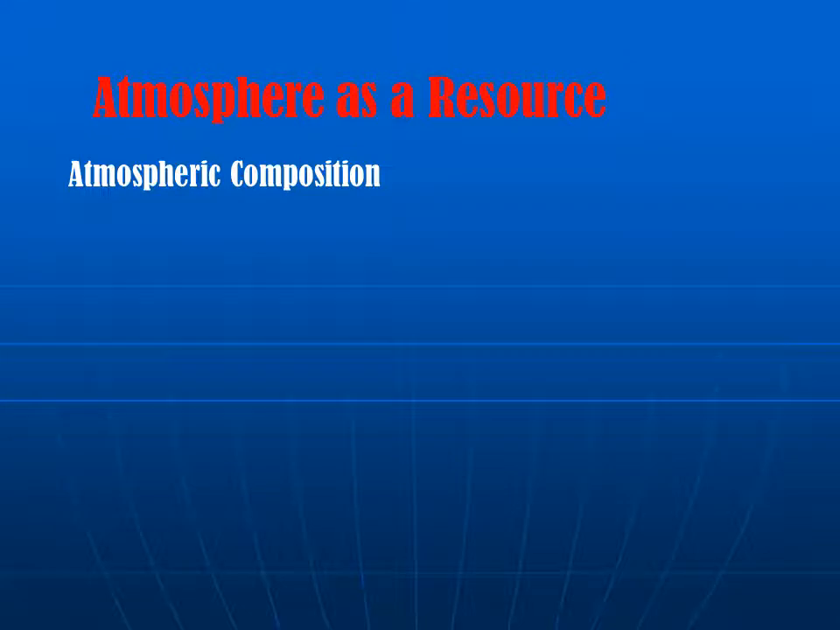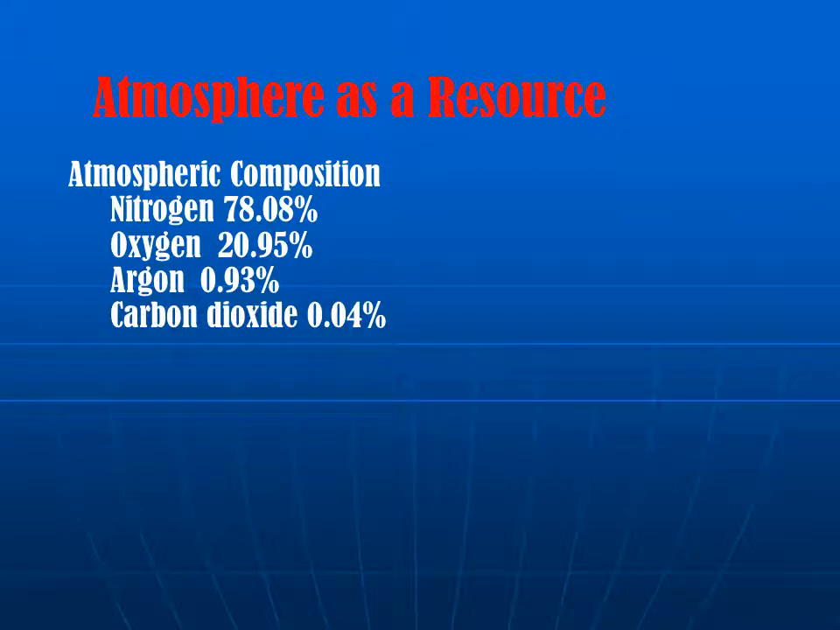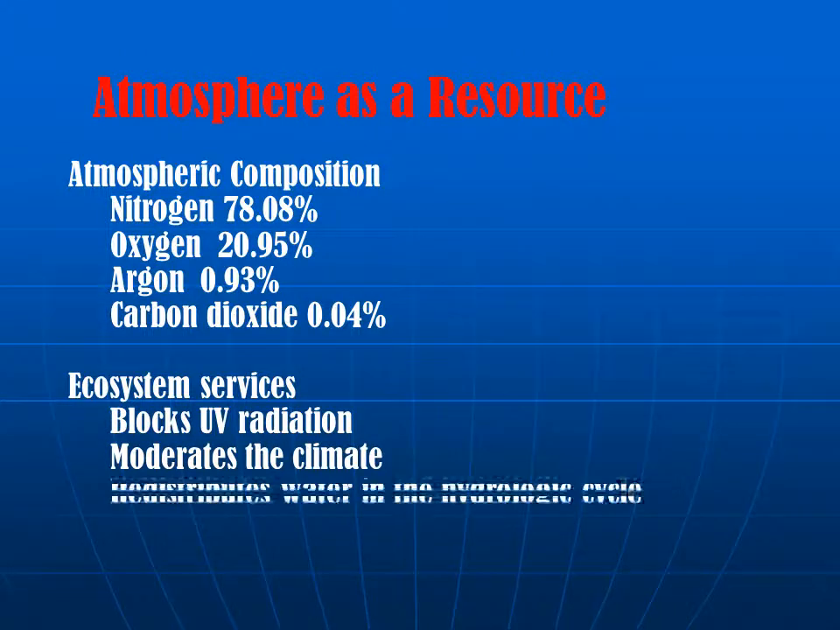The atmospheric composition mainly consists of nitrogen, which is 78.08%, oxygen 20.95%, argon 0.93%, carbon dioxide 0.04%, and rest of the gases. Now, the ecosystem services provided by the atmosphere mainly include: it blocks the UV radiation, it moderates the climate, it redistributes water in the hydrological cycle.